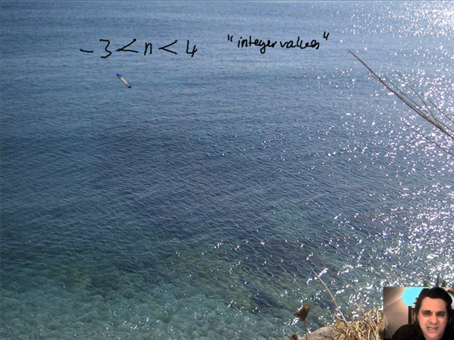Well, minus 3 is less than n, so I've got to start at minus 2, minus 1, 0, 1, 2, 3, and stop, because it says n's got to be less than 4. So you traditionally put these in a little squiggly bracket like that. Old-fashioned style maths there, but never mind. That's how it goes. Pick another one.